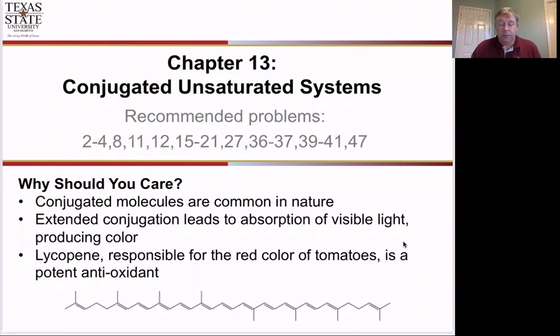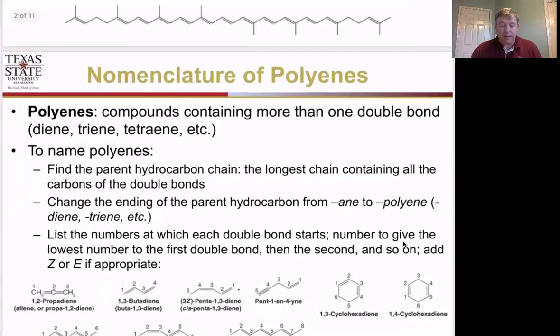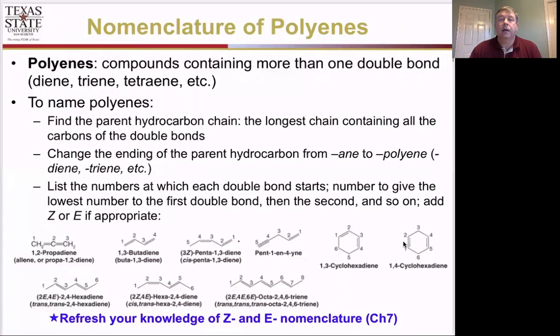One of the things about conjugated unsaturated systems is they have different reactivity than the standard double bonds we had in a previous chapter. So what do we mean by conjugated and non-conjugated systems? The first thing we have to have in a conjugated system is a double bond. But then we also have what we call polyenes. Polyenes are compounds that contain more than one double bond. If it has two, it's a diene. If it has three, it's a triene, et cetera.